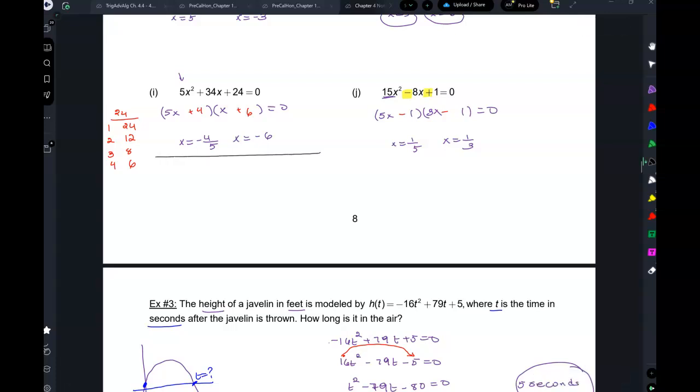Okay, so let me write the problem down again. 5x squared plus 34x plus 24 is equal to 0. I'll do it again, and then I'll tell you what my reservations are about this. So you basically take the first number and multiply it to this. Now I get x squared plus 34x plus, what is it? 120. Is that right?